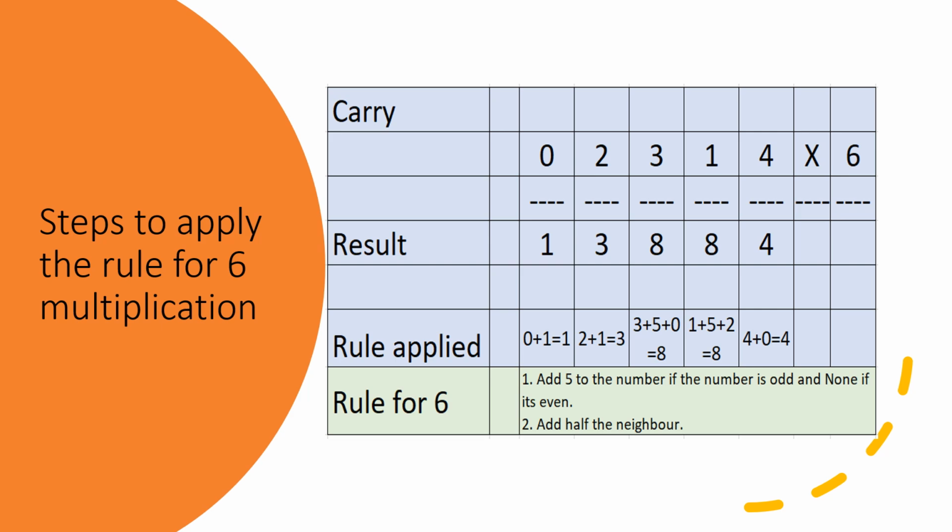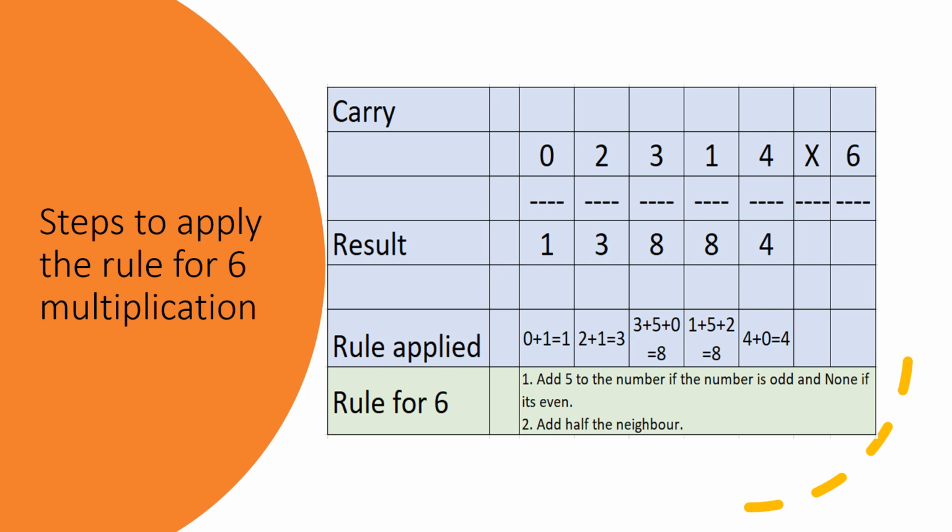So in this case 4 is an even number, so we don't have to add 5, and we'll have to add half the neighbor, and there is no neighbor, so it is 0. 4 plus 0 is equal to 4. And then 1 is an odd number, so here we need to add 5 because it's an odd number. So 1 plus 5 and plus 2, which is half of the neighbor, and the neighbor is 4. So 1 plus 5 plus 2 is equal to 8.